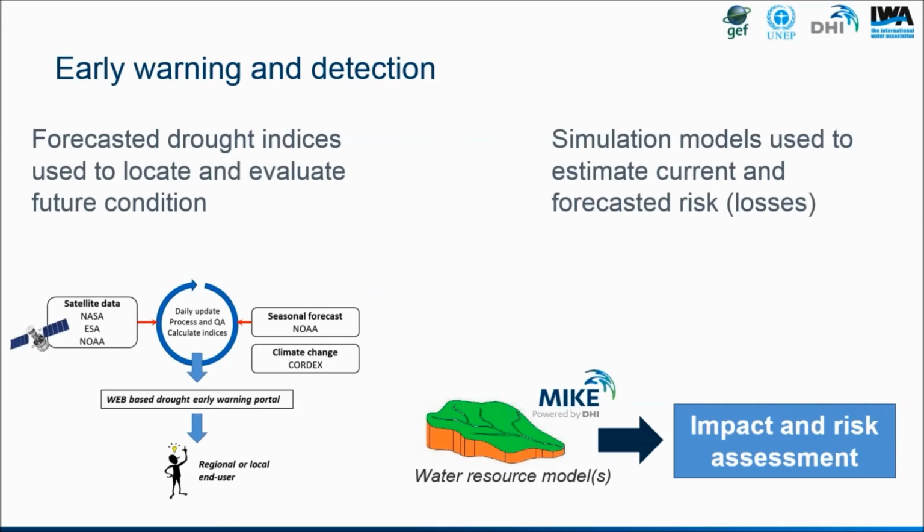Then the last technical bullet I just want to point to is the early warning and detection part, where we combine the seasonal forecast and the forecasted drought indices with simulation models. The climate forecast and the forecasted drought indices can be used to detect where there might be a likely drought impact. Then we can use the simulation models to estimate the impacts and the risks or the losses in connection with this likely and upcoming drought impact. So this could be water resource models, it could be crop models, it could be focusing on impacts on different sectors. So this would really be tailored towards whatever issue the specific stakeholder might have.